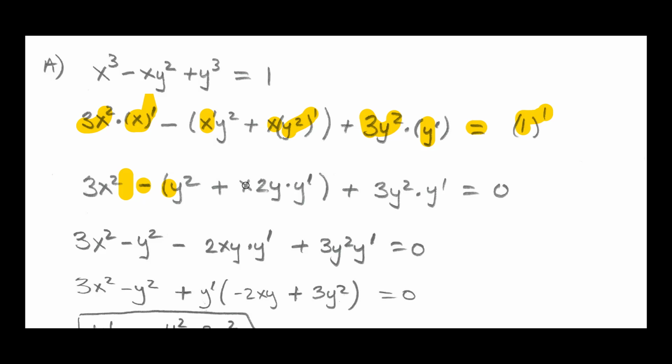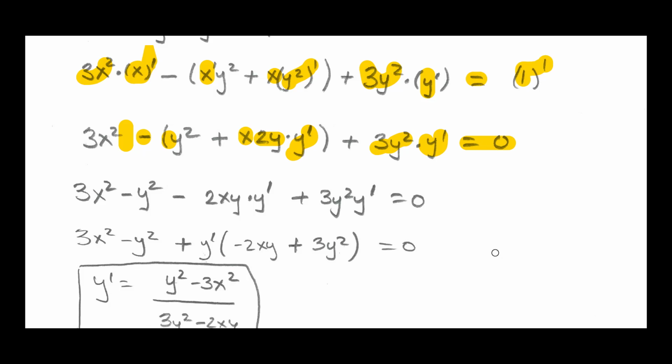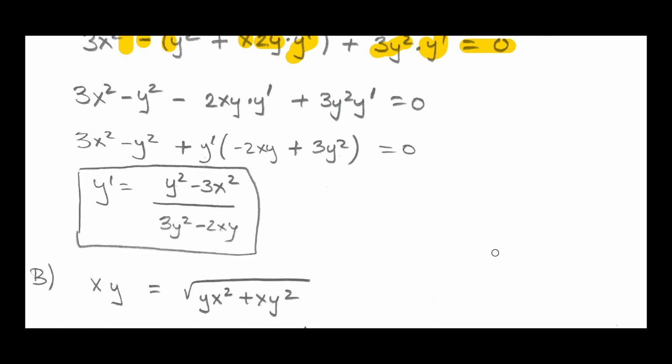The derivative of y squared is 2y times y prime, plus, now 3y squared times y prime. And the derivative of 1 is equal to 0. Now really the calculus is done at this point.